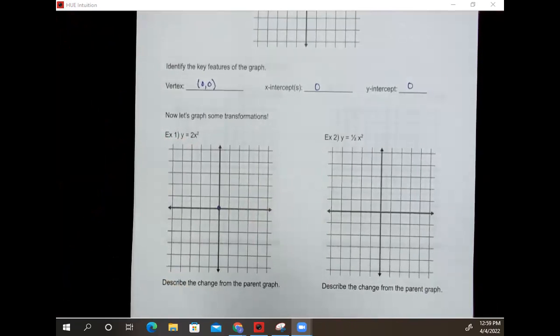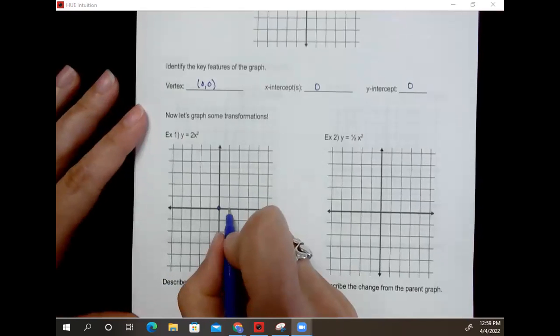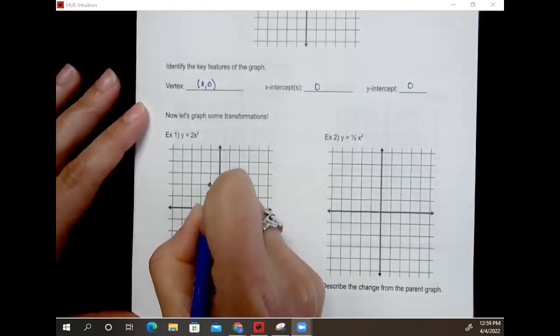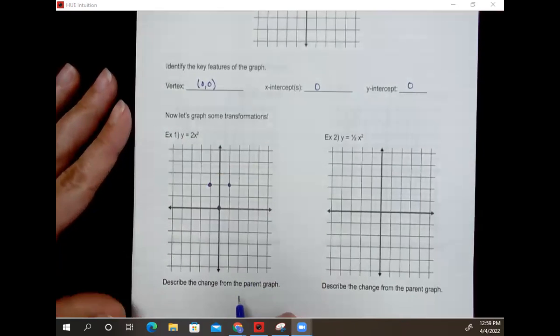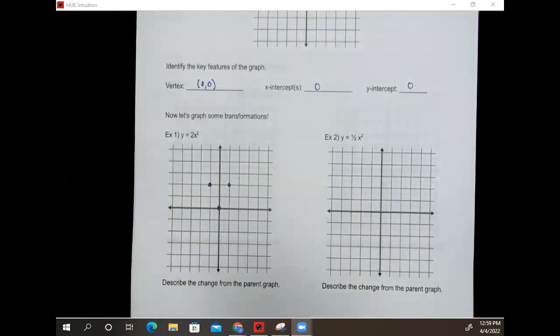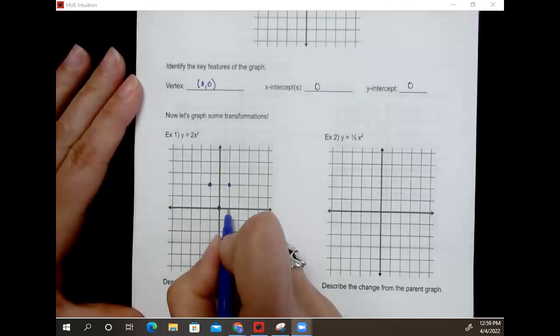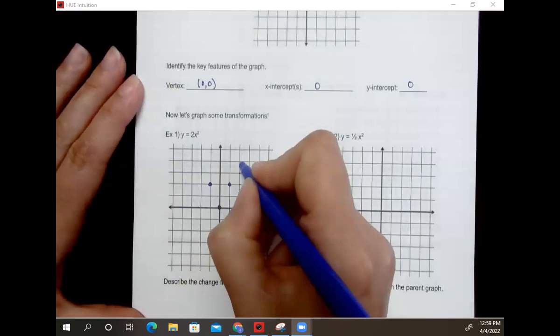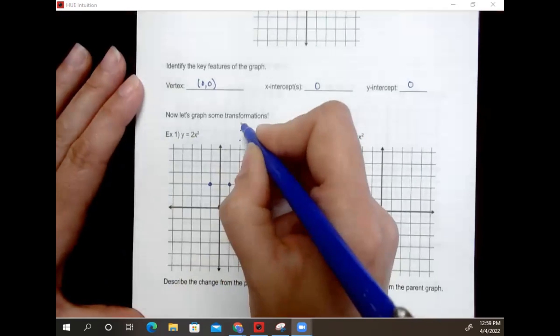Normally it's out 1, up 1. Now it's going to be out 1, up 2. We double it. We multiply it by 2. And I do the same thing on both sides. Now for my next set of nice points, out 2, normally it's up 4, but it's going to be up 8 since we're multiplying by 2. So always counting from the vertex out 2, and then up 1, 2, 3, 4, 5, 6, 7, 8.